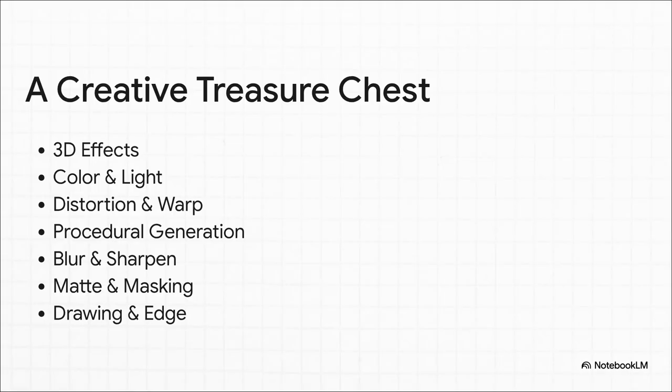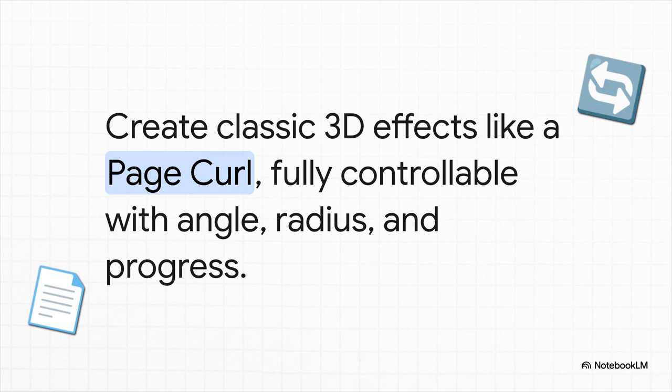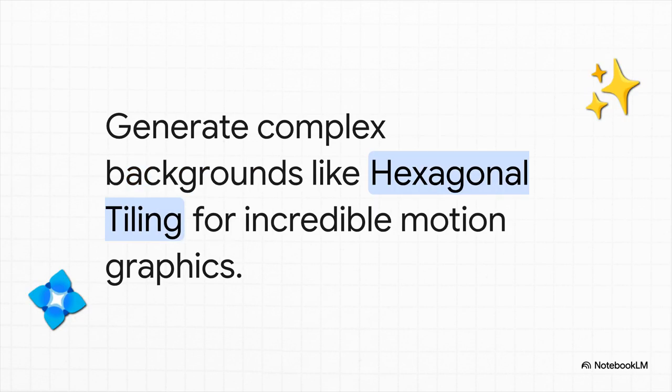And it's not just a jumbled mess either. They're all organized into the professional categories you'd totally expect. You've got everything from 3D manipulation to advanced color grading, procedural effects for generating complex patterns, and even keying tools for doing green screen work. It's all here. Let's just look at a few quick examples from the masterclass. You can create a classic 3D page curl, which is perfect for transitions. And you get full control over the angle, the radius, and the progress of the animation itself. Or you can get way more complex with procedural effects like hexagonal tiling. This lets you generate and animate these really intricate patterns, creating incredible dynamic motion graphic backgrounds completely from scratch.